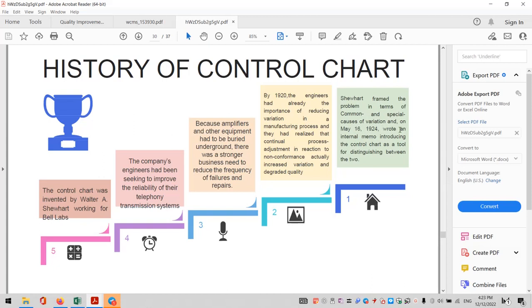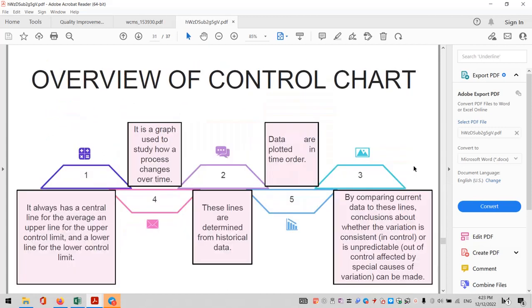of a variation, and on 16 May 1924, he wrote an internal memo introducing the control chart as a tool for distinguishing between the two. Okay, the overview of the control chart.